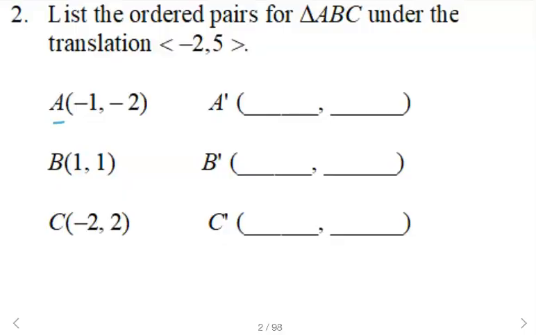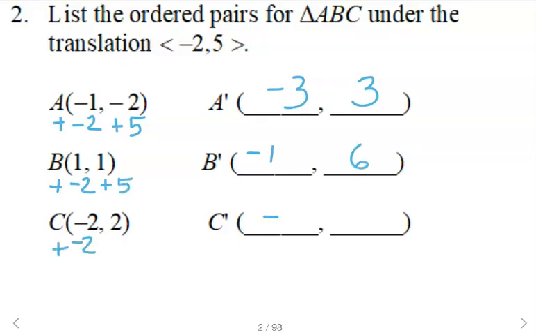All right, here we're going to translate each of these to the left 2 and up 5. So add negative 2 to the x value, add 5 to the y value. Do the same for each of the remaining points.